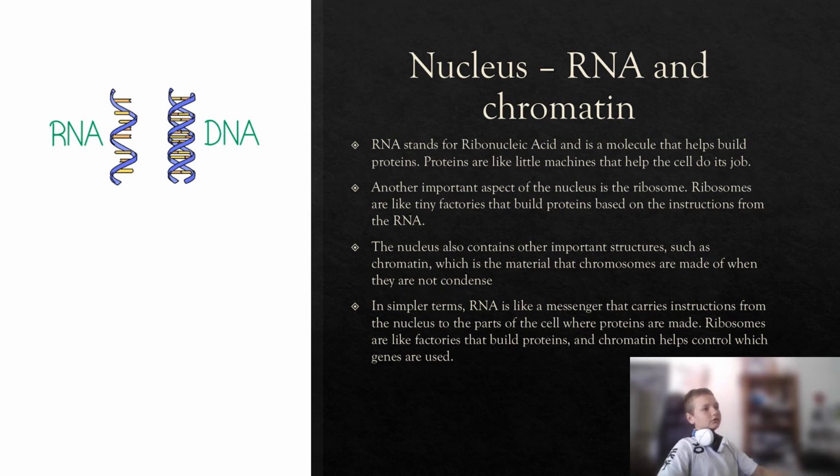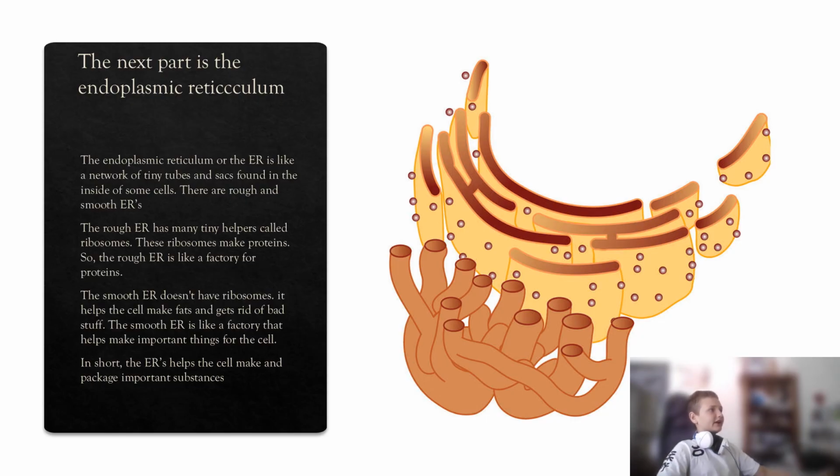The nucleus also contains other important structures labeled earlier, such as chromatin, which is the uncondensed form of chromosomes and helps control how they are used. And in simpler terms, RNA is like a messenger that carries instructions from the nucleus to parts of the cell where proteins are made. Ribosomes are like factories that build proteins, and chromatin helps control which genes are used and when. The next part of the cell we'll be covering is the endoplasmic reticulum.